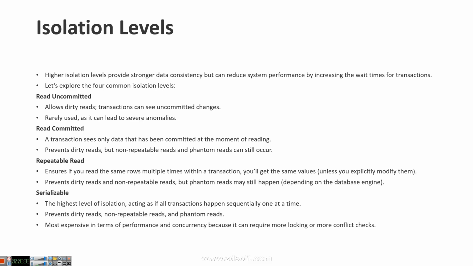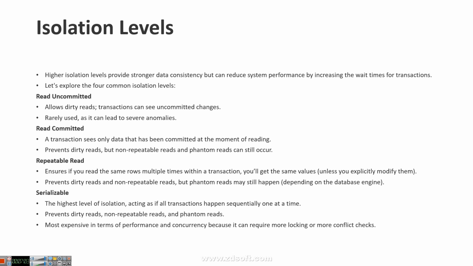First transaction A updates the balance from 10,000 to 5,000 but doesn't commit, and then transaction B comes and reads the balance and sees 5,000, but in between transaction A rolls back, reverting the balance to 10,000. Then transaction B has already read that uncommitted or dirty read of 5,000. Second one is read committed. In this it will prevent the dirty read.